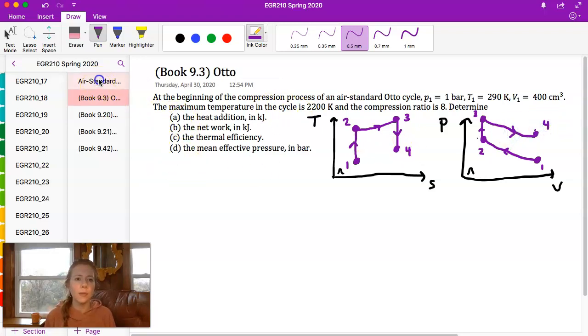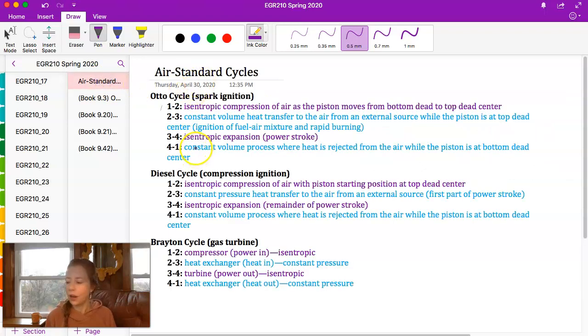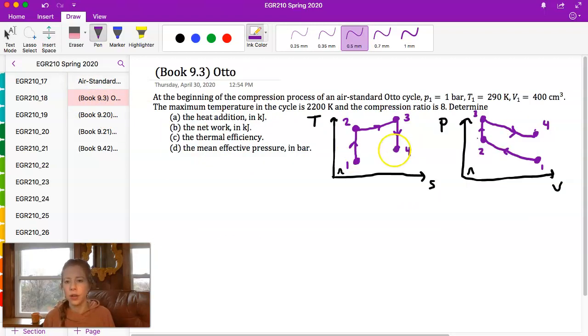And so 4 to 1, we're going to have constant volume where heat is rejected from the air. So we'll get cooling. All right, so here we're getting a decrease in temperature and in entropy. And then over here, we're going to have constant volume and a decrease in pressure, so decreasing temperature. All right, so there's our TS and PV diagram for the Otto cycle.